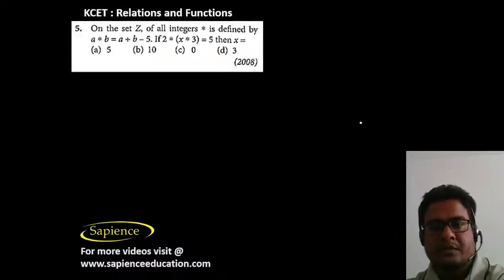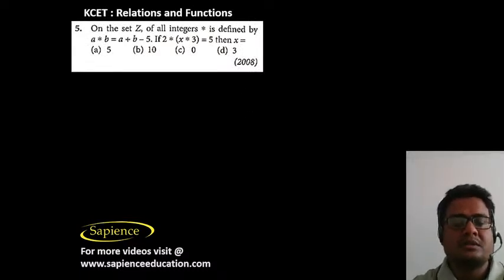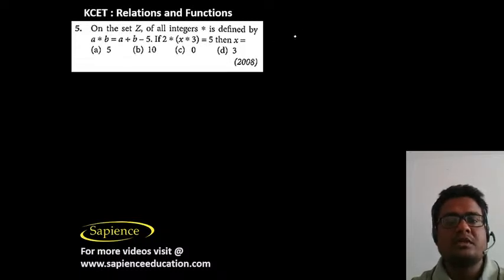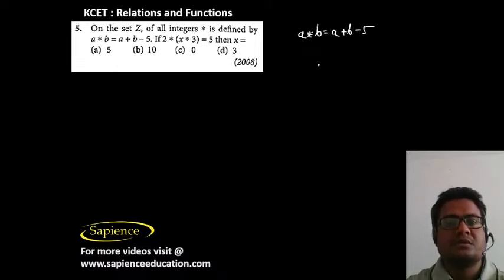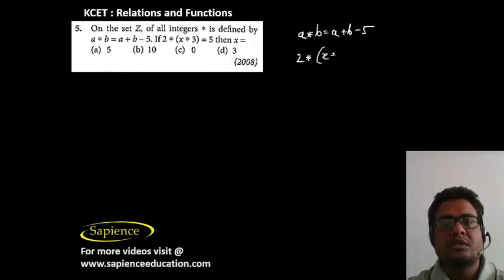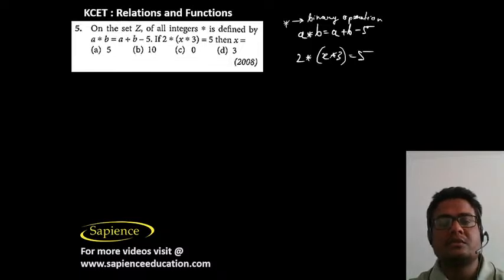Then the question: f on the set Z of all integers, star is defined by a star b that is equal to a plus b minus 5. That is given, 2 star x star 3, that is equal to. So here star is a binary operation, and it is defined on the set of all integers. So x should be an integer here.